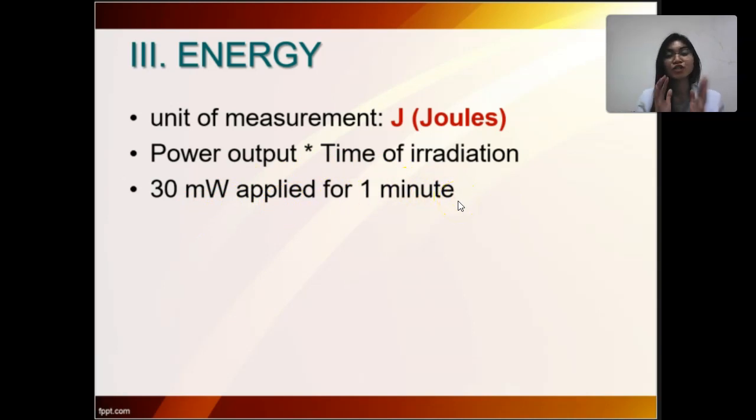Try to compute it. Pause the video first and then we'll check if your computation is correct. So, start. 30 milliwatts, that would be the power output, times the time of irradiation, which is 1 minute.